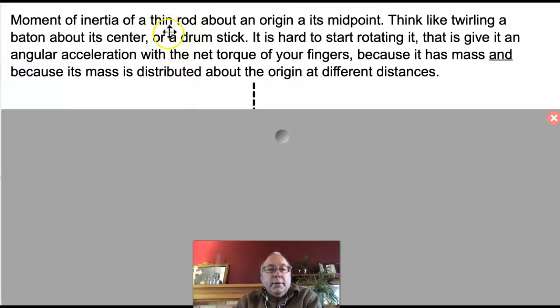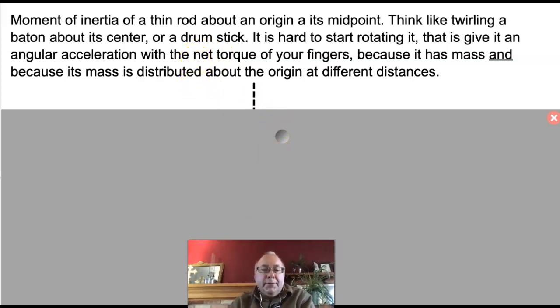Okay, so if we take a look at calculating the moment of inertia of a thin rod about its origin at its midpoint, it's like twirling a baton about the center, or maybe a drumstick, and it's hard to start rotating it, giving it an angular acceleration with a net torque of your fingers, because it has mass and its mass is distributed about the origin at those different distances.